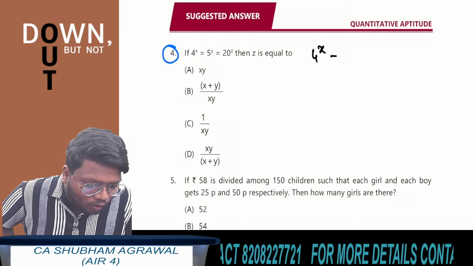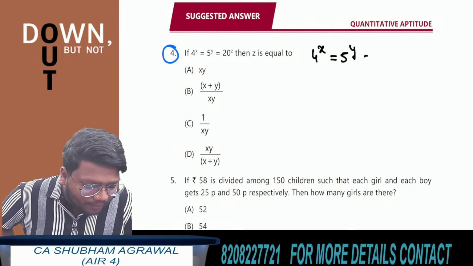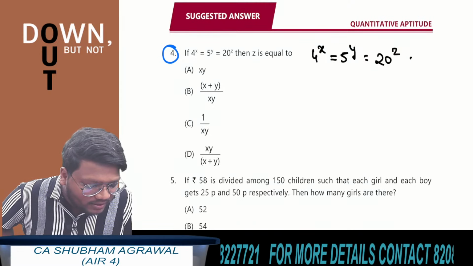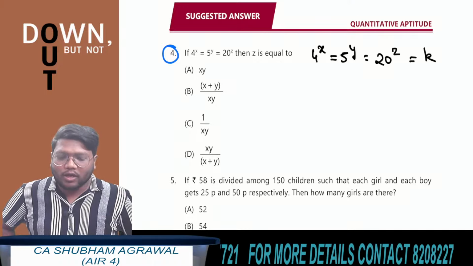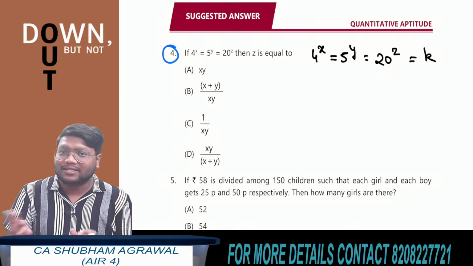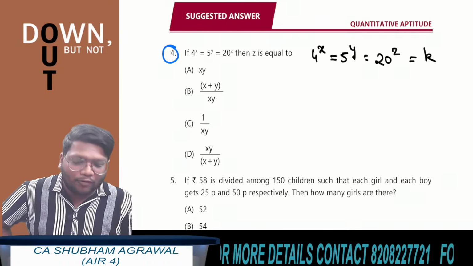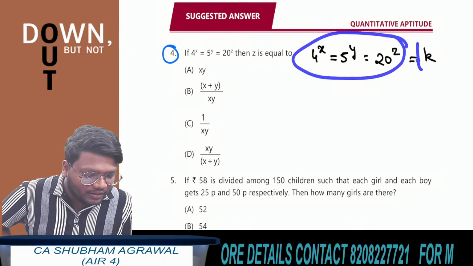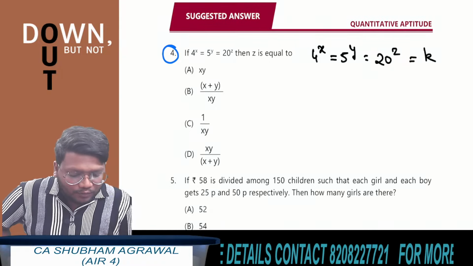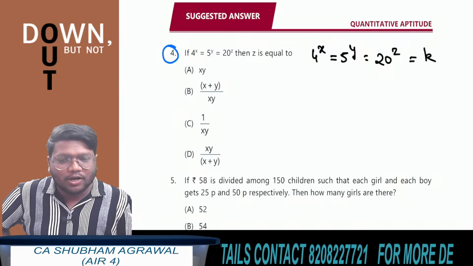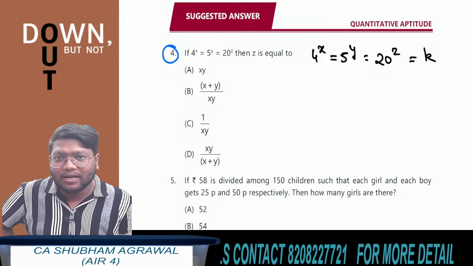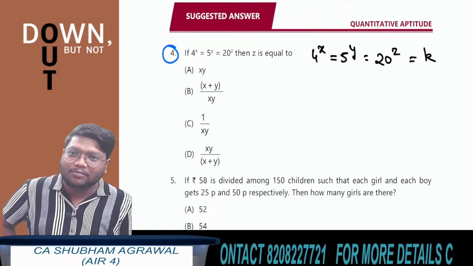What we have to do, see, 4 to the power x is equal to 5 to the power y is equal to 20 to the power z. This is equal to what? K. Okay, we have already solved this type of question in the exercise also. In this type of question, we have to equate this with a constant k. Now find the value of 4 in terms of k and x, the value of 5 in terms of k and y, and the value of 20 in terms of k and z.